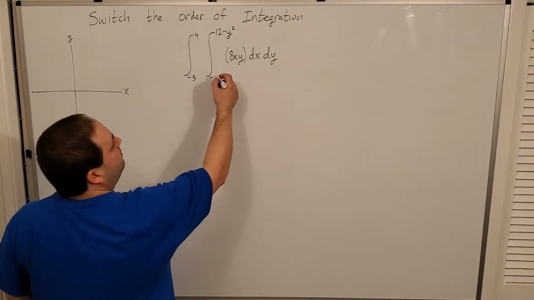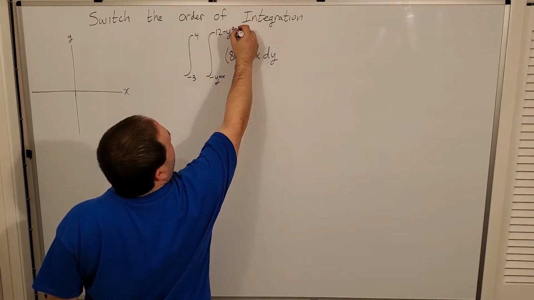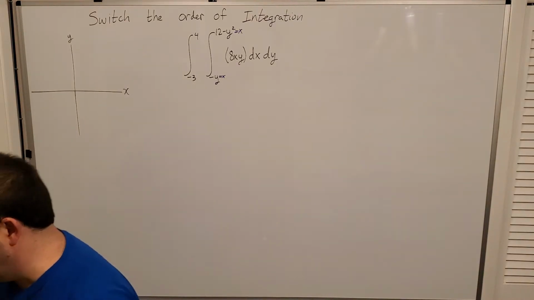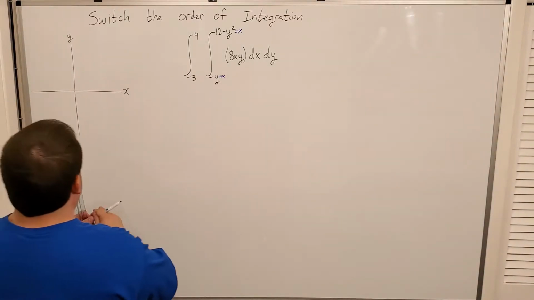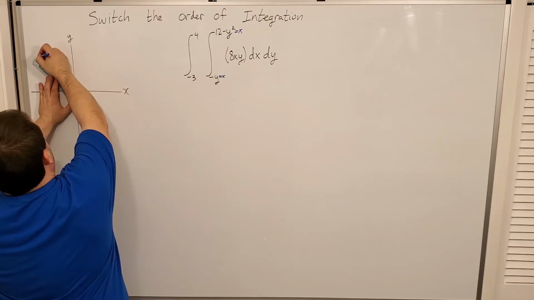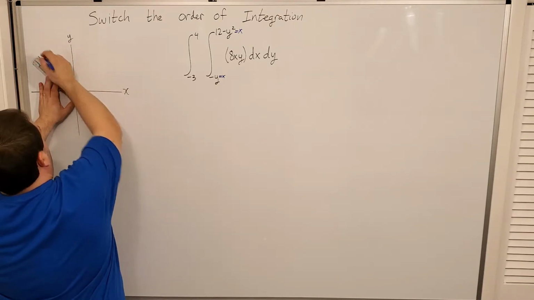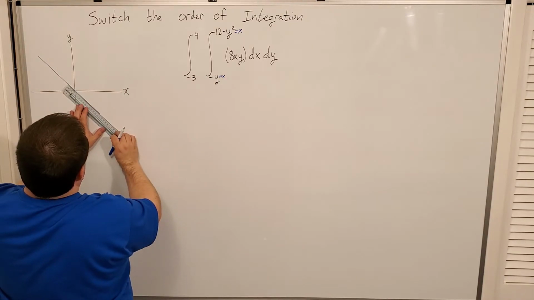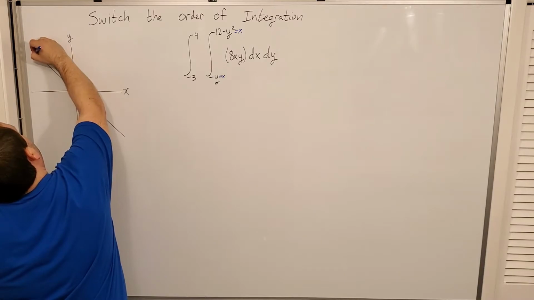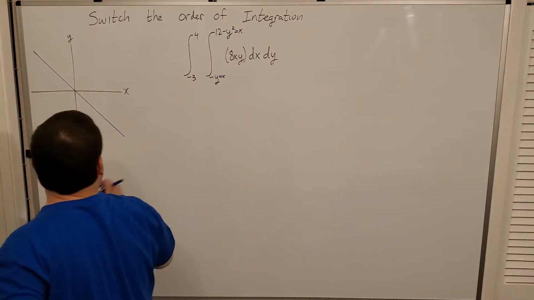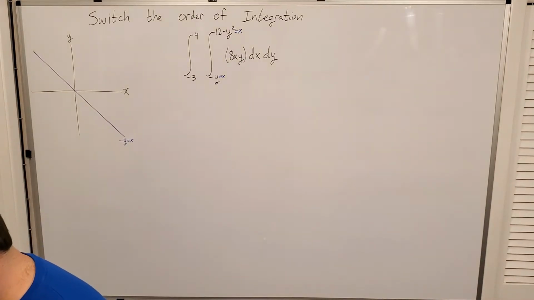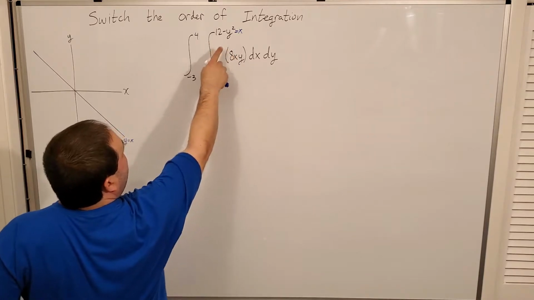Don't forget these are x values, right? Negative y equals x, and 12 minus y squared equals x. So negative y equal to x is simply the line that cuts through quadrants 2 and 4 here. Let's see if I can get this straight enough here. This will do. All right, so that's negative y equals x. Next, we want to draw the shape x equals 12 minus y squared.